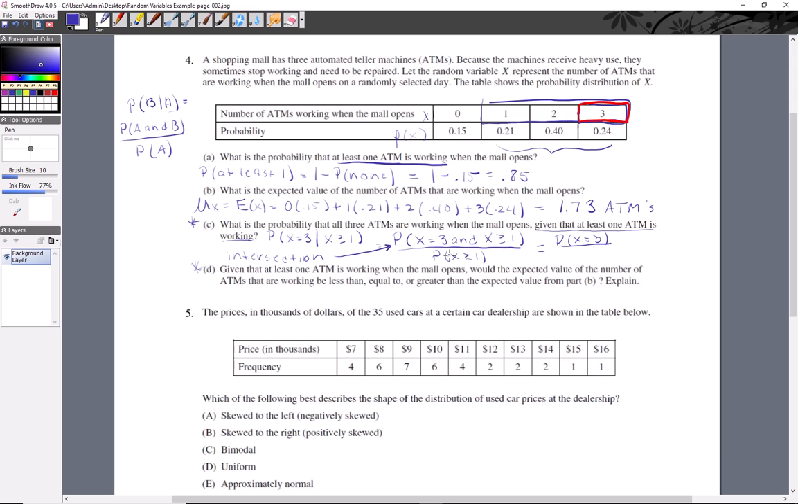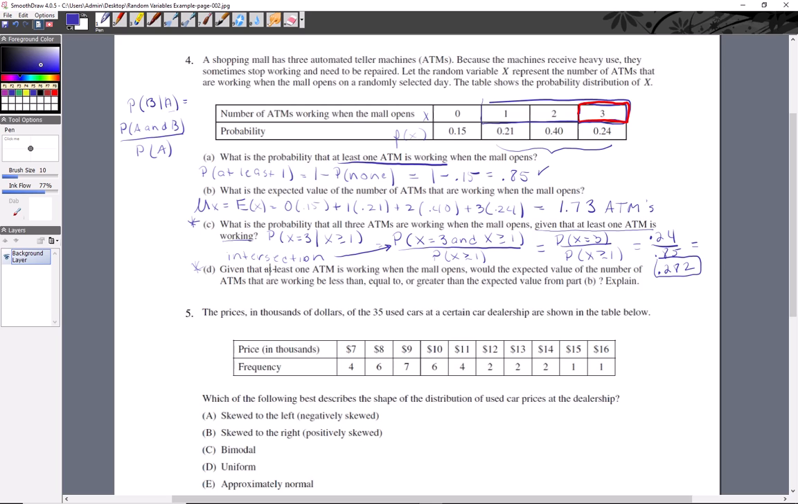And we already know the probability that x is greater than or equal to 1 because that's this. All right, so probability that x is greater than or equal to 1. So we have 0.24 over 0.85, which gives you 0.282. And I understand that that might be tough to get, but it came from an old AP exam, so it could be on another one.